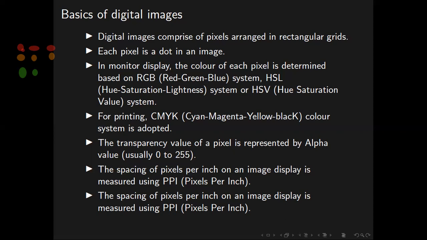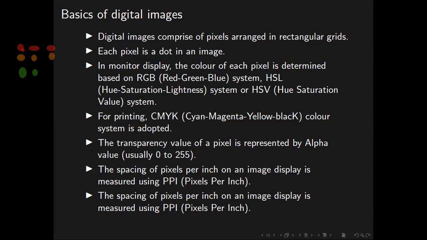CMYK. What is the color system used for printers? CMYK. It's called cyan, magenta, yellow, and black. Cyan, magenta, yellow, black. Okay. These are the four colors.